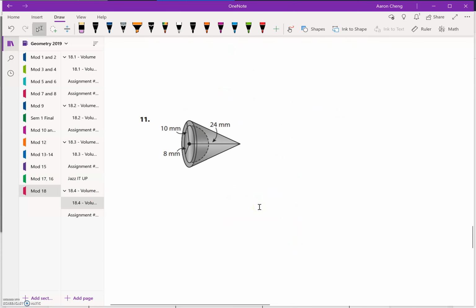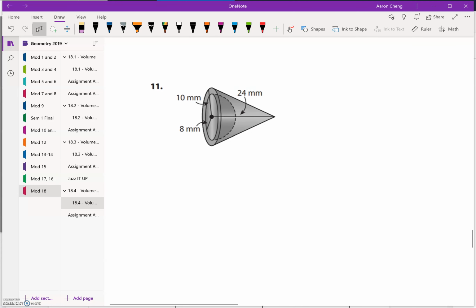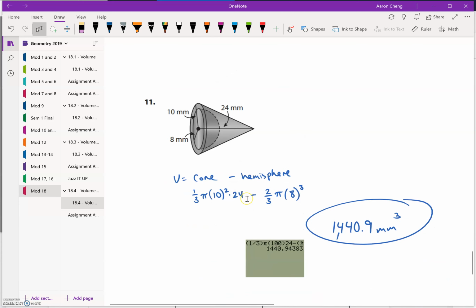All right, and before we wrap it up, why don't you go ahead and attempt this problem, pause the video, and try figuring out the volume of this cone with this hemisphere removed, with the dimensions as shown. All right, and here is my work.